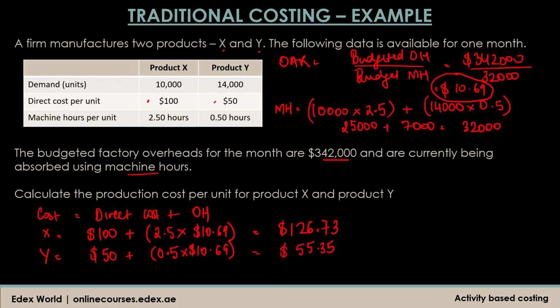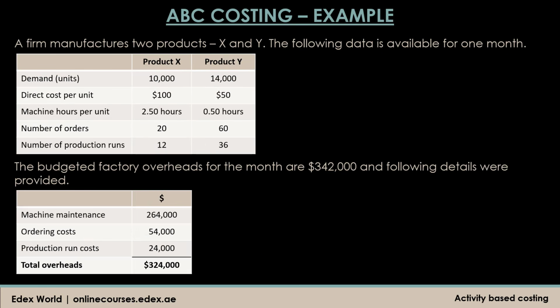Now for the same example, we are going to use activity-based costing so that you understand how activity-based costing is different from the traditional costing method. Same example, a little more information is given. The firm manufactures two products, X and Y. The following data is available. Demand same, direct cost same, machine hours per unit same. Then the number of orders placed for product X is 20 and for product Y 60 orders. Number of production runs 12 for product X and 36 for product Y. The number of orders and number of production runs that you see are nothing but activities or cost drivers.